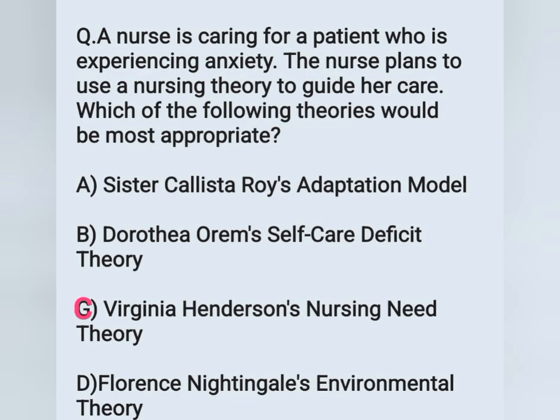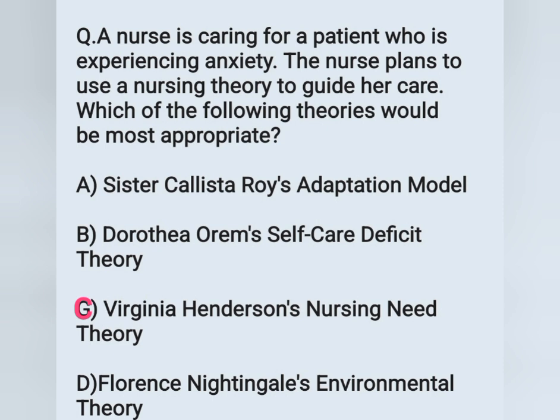And the next question is, a nurse is caring for a patient who is experiencing anxiety. The nurse planned to use a nursing theory to guide her care. Which of the following theories would be most appropriate? Option A, Sister Calista Roy's adaptation model. Option B, Dorothea Orem's self-care deficit theory. Option C, Virginia Henderson's nursing need theory. Option D, Florence Nightingale's environmental theory.